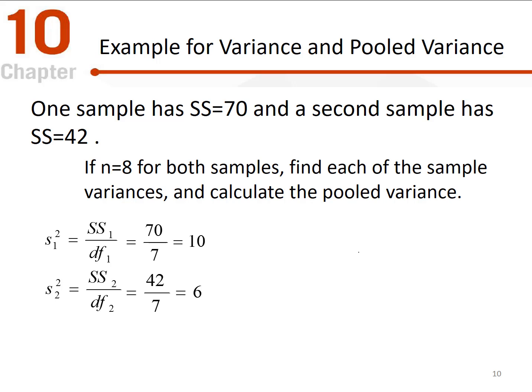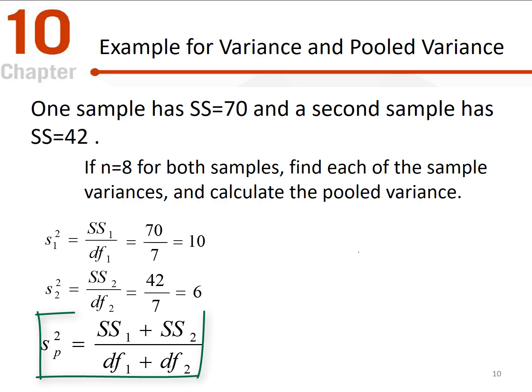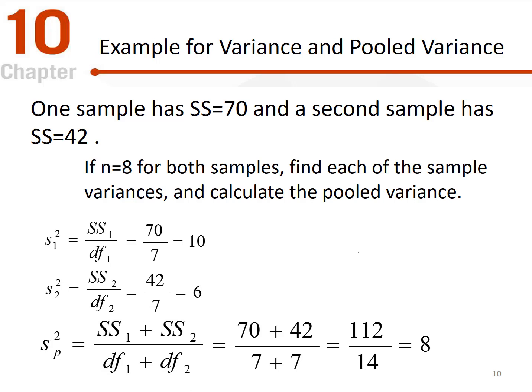Now let's pool them together. So by formula, this is the sum of square 1 plus the sum of square 2 over the degree of freedom 1 plus the degree of freedom 2. So that's 70 plus 42 over 7 plus 7, which is 112, divided by 14, so the pooled variance is 8.